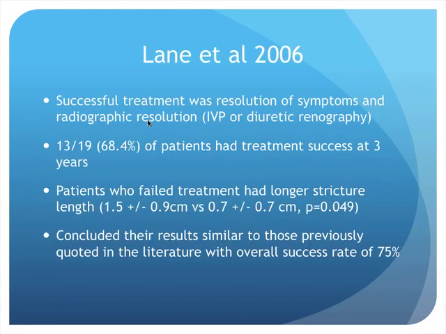And again, they defined successful treatment as resolution of the symptoms or radiographic resolution. 68.4% of patients had treatment success at 3 years. They found the patients who failed treatment, again, had a longer stricture with a mean of 1.5, and this was statistically significant. They concluded that their results were similar to those previously cited in the literature of around 70 to 75%, but again, this was a pretty limited study by numbers.